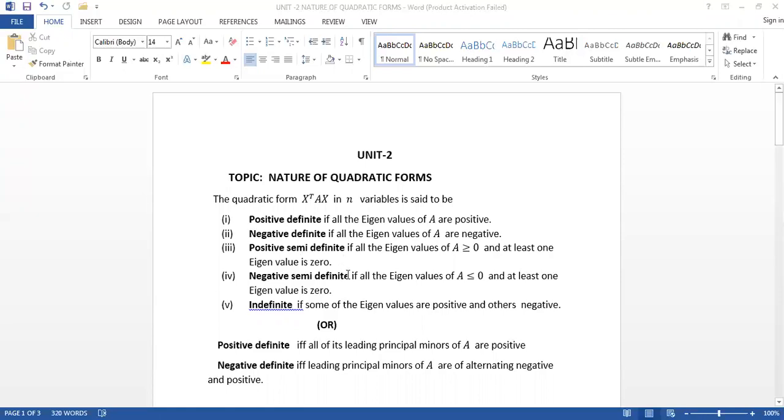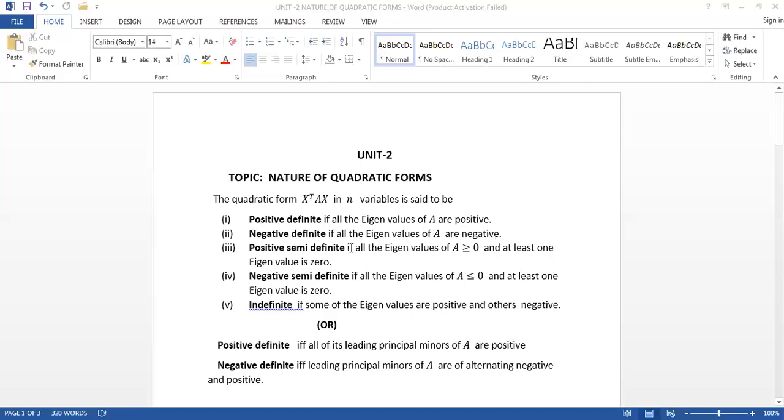Negative semi-definite if all the eigenvalues of A are less than or equal to 0 and at least one eigenvalue is 0. Indefinite if some of the eigenvalues are positive and others negative. So this is based on eigenvalues. For positive definite, all the eigenvalues of A are positive. Negative definite, all the eigenvalues of A are negative.